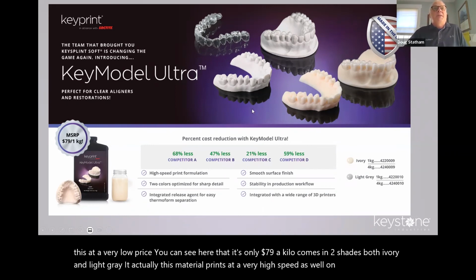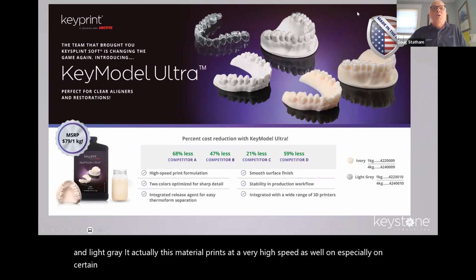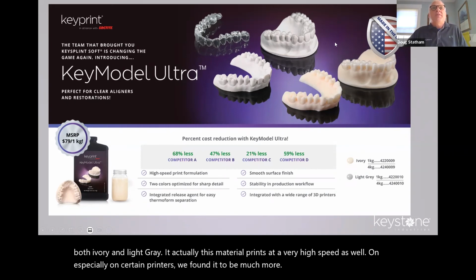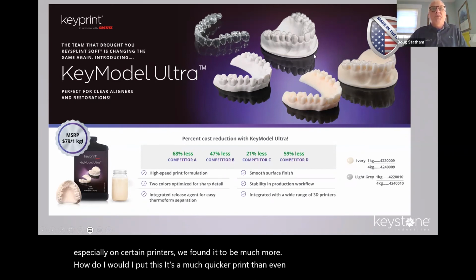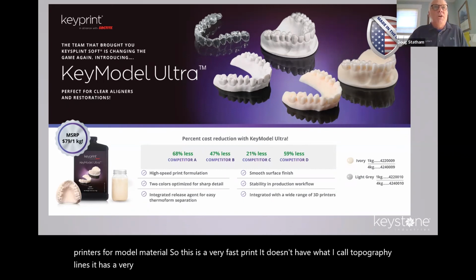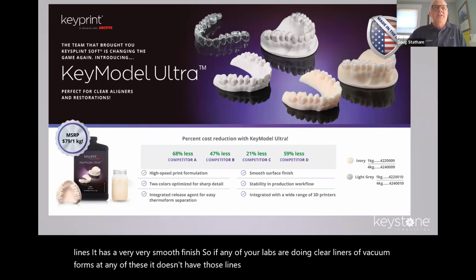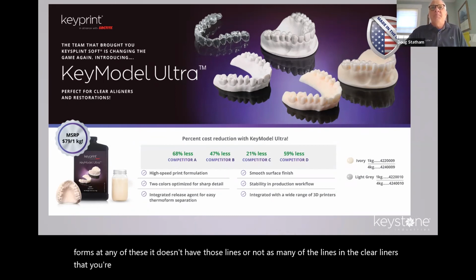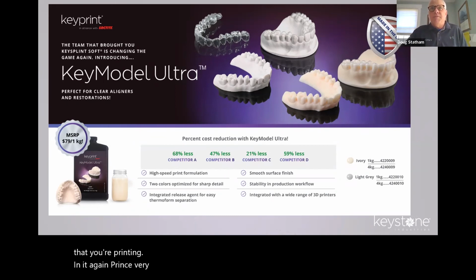We found it to be much more, where would I put this? It's a much quicker print than even the OEM materials on their printers for model materials. So this is a very fast print. It doesn't have what I call topography lines. It has a very, very smooth finish. So if any of your labs are doing clear liners or vacuum forms on any of these, it doesn't have those lines, or not as many of the lines in the clear liners that you're printing. And it, again, prints very, very predictable, very, very reliable.